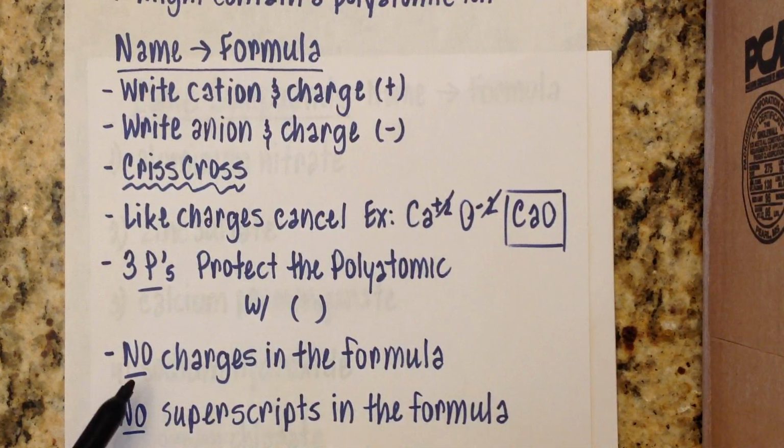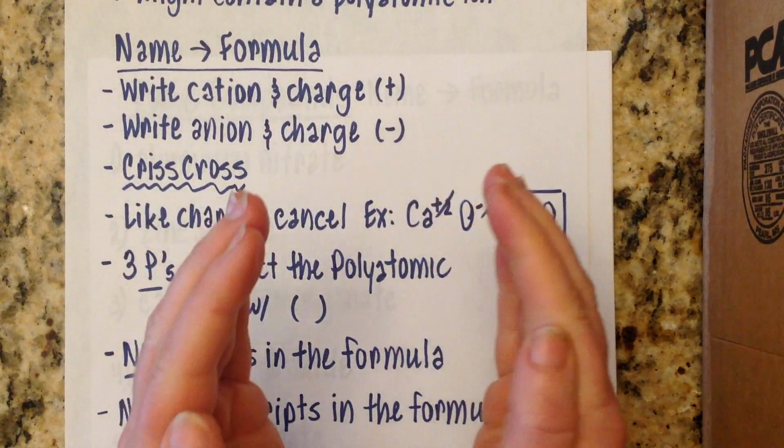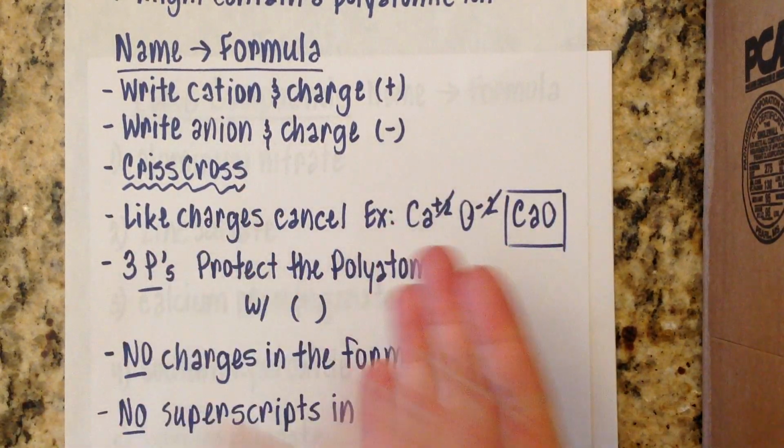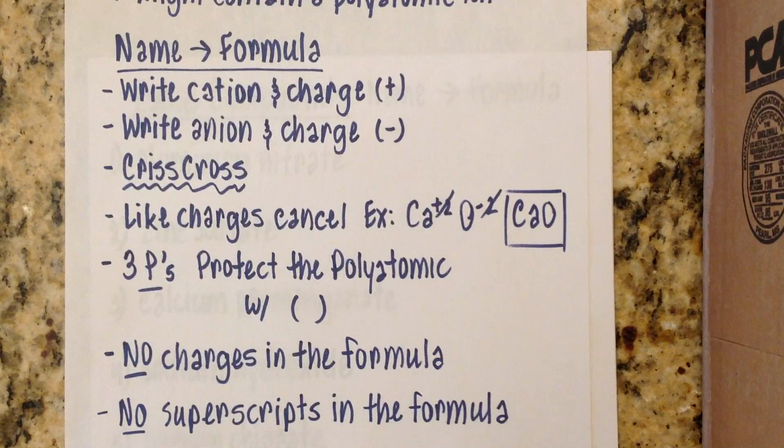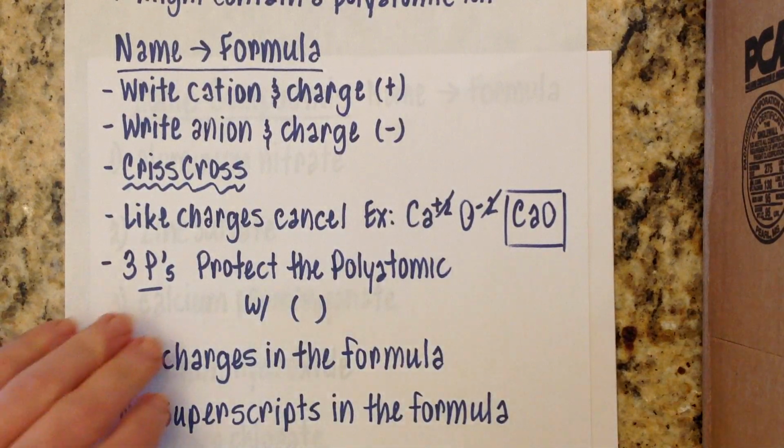You still have no charges in your formula. There are no superscripts in your formula. Everything else is the same. But when we see a polyatomic ion, what we're going to want to do is imagine putting a shield around it, because you don't want anything touching that ion. Again, you're only manipulating the charges and moving those down. Everything else is exactly the same.